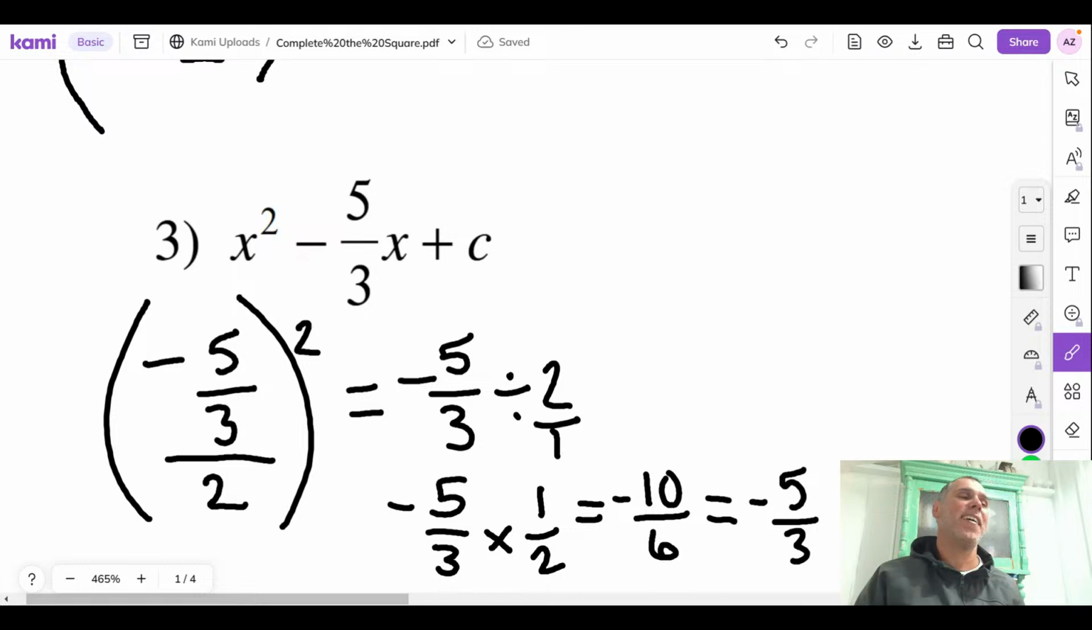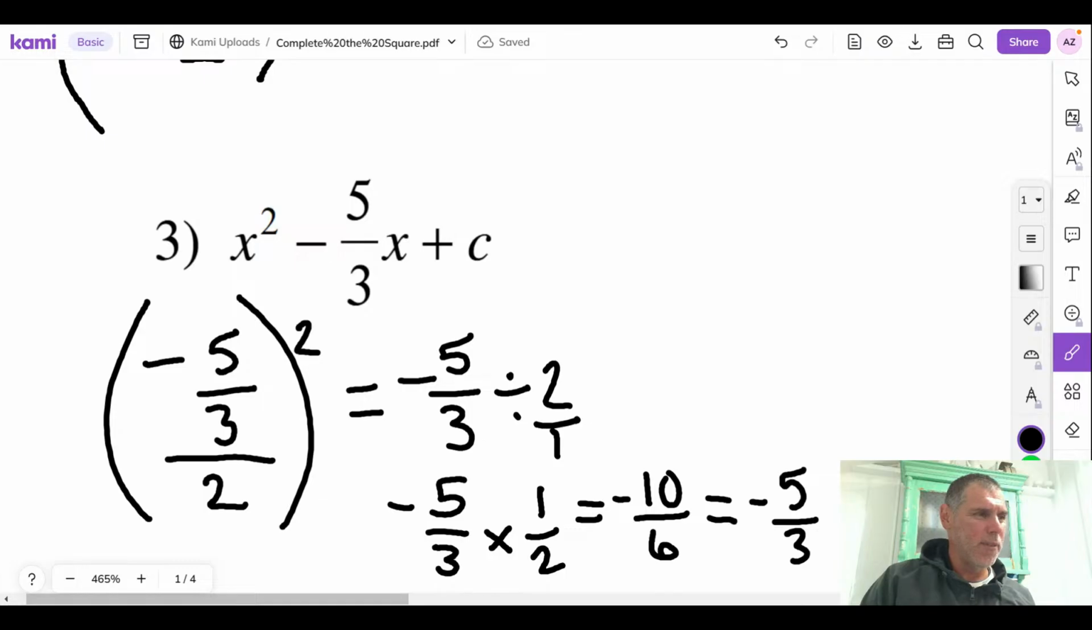What? Well, how do I get back to the beginning? That's kind of funny. I have to square this, actually. I didn't square it yet. So I did the 5 thirds divided by 2 is 5 thirds. Negative 5 thirds? There's no way.